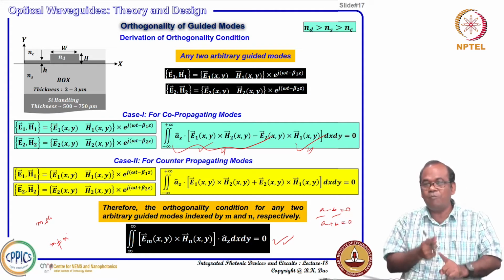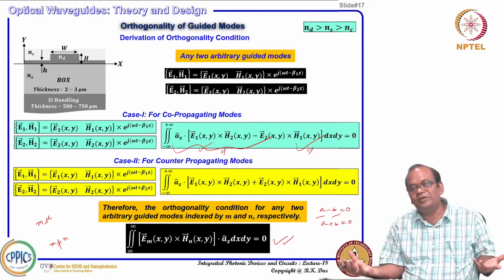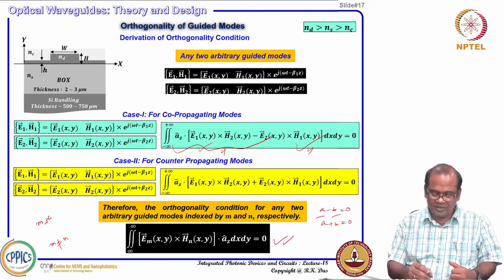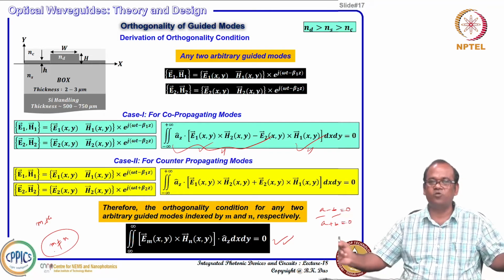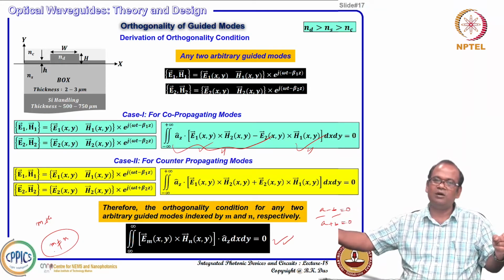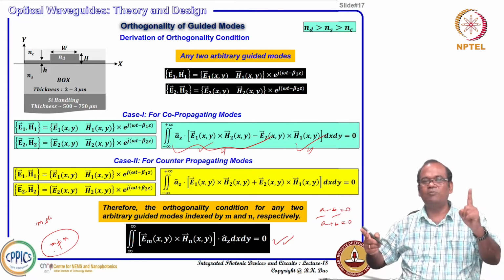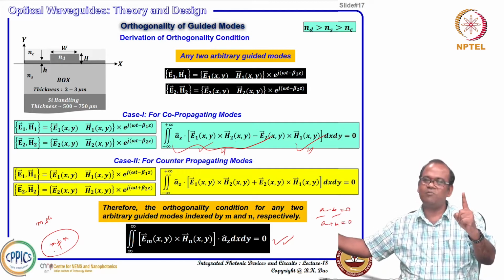Because if they are the same mode, then E1 cross H1, it should be H1, right? That means power carried by the same mode. So whatever I have solved here, you have to consider that both the modes are separate modes. Okay, separate modes, they can be in the forward direction, also the backward direction. One of them you can choose. You are just clubbing one mode and another mode in the forward direction, and that same mode in the reverse direction.